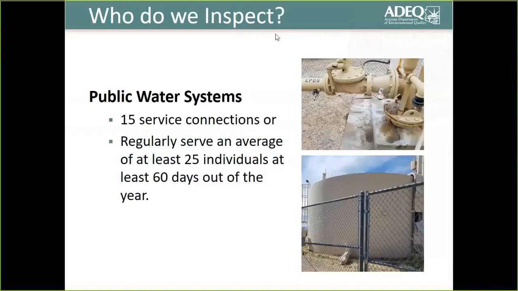So who do we inspect? We only inspect public water systems, and these are systems with 15 service connections or systems serving an average of at least 25 people at least 60 days out of the year.